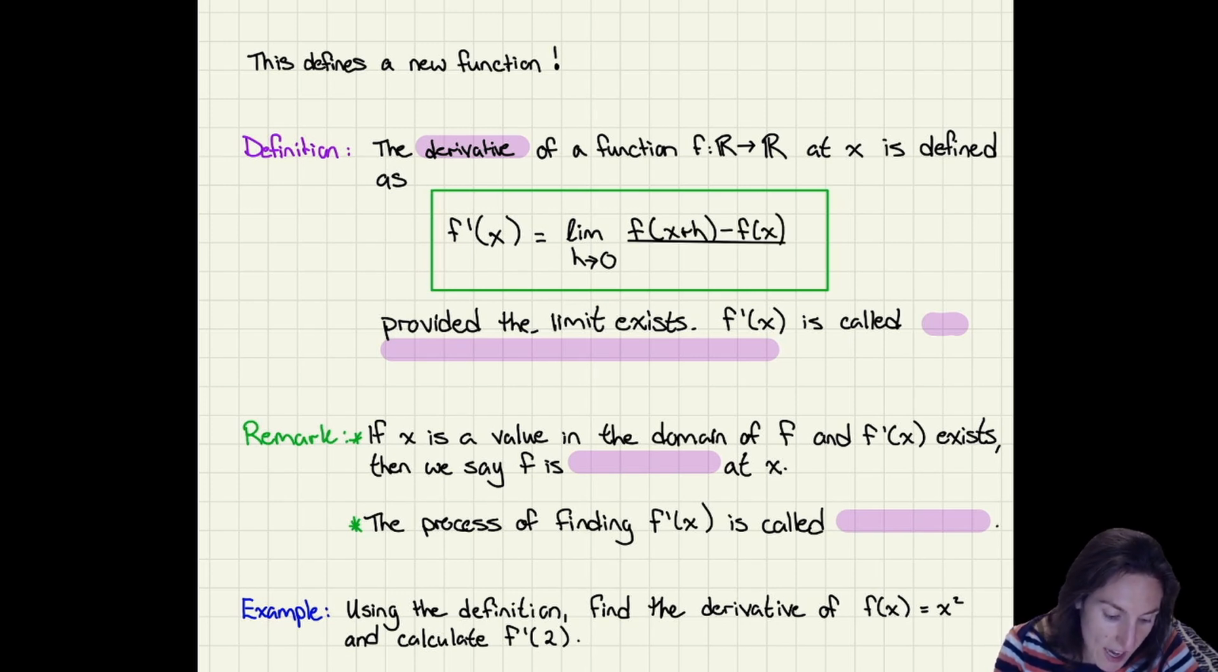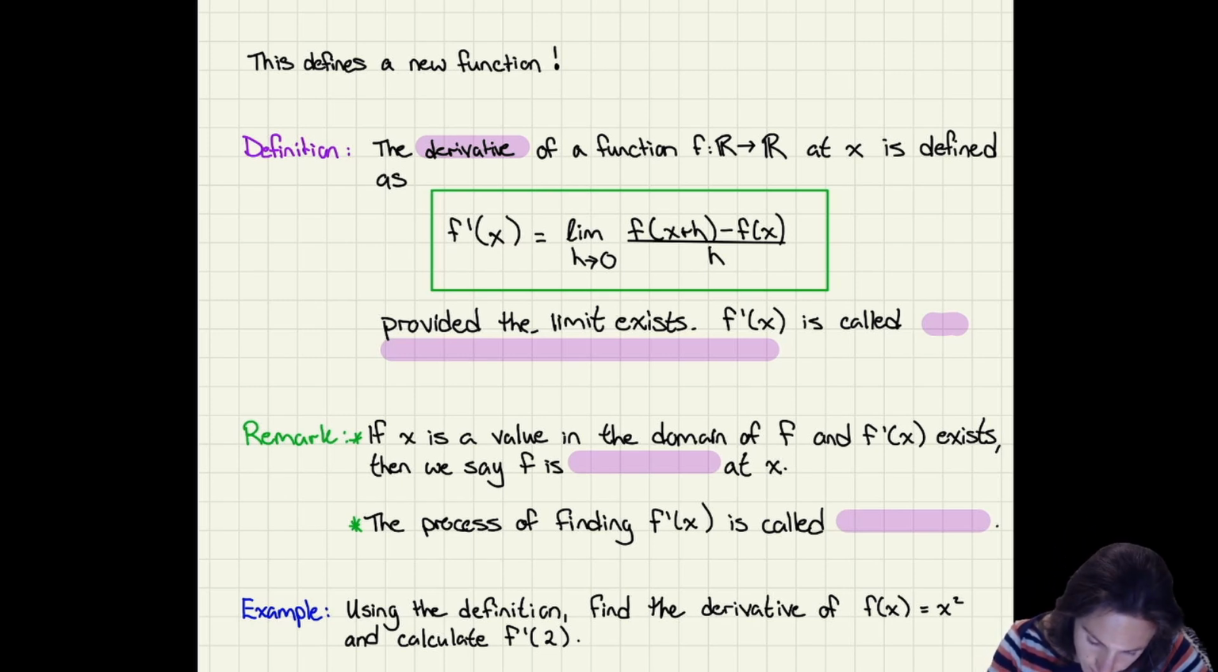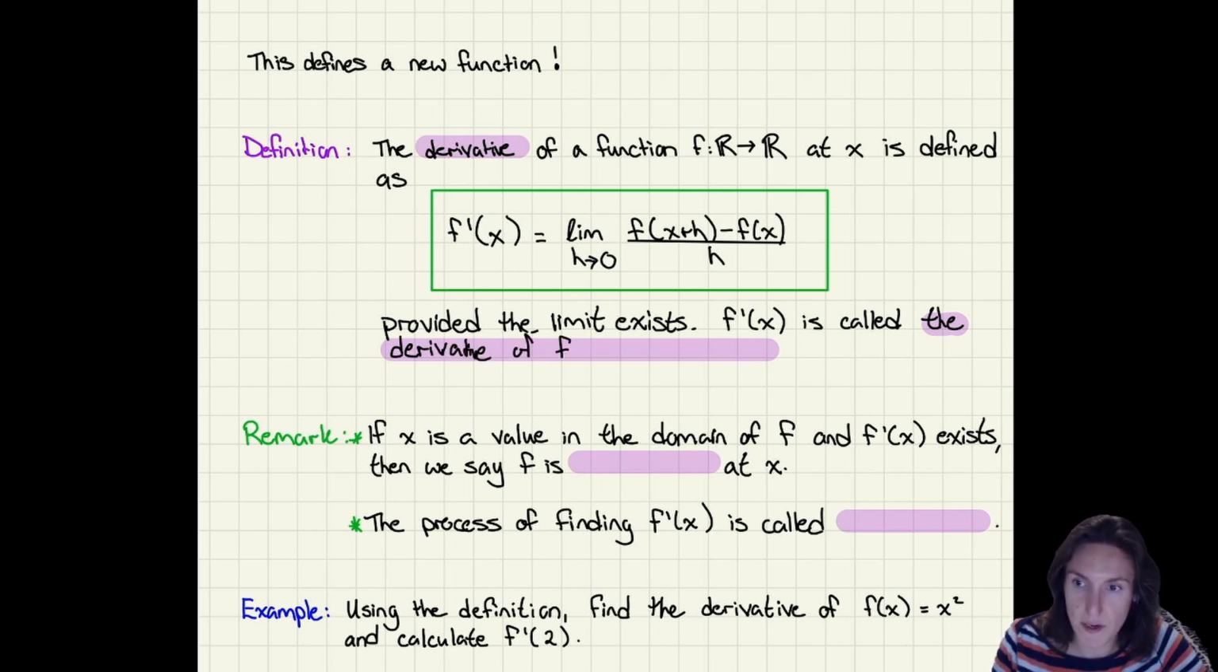And then if you want this at a specific value for x, so called a, so say in the last example -1, then we can sub -1 in at the end. And this is provided the limit exists. And this is referred to, f prime of x is called the derivative of f. And we're saying what we differentiate with respect to. So with respect to x.